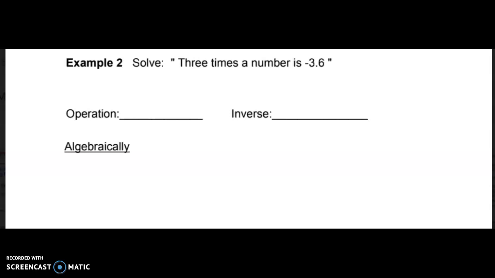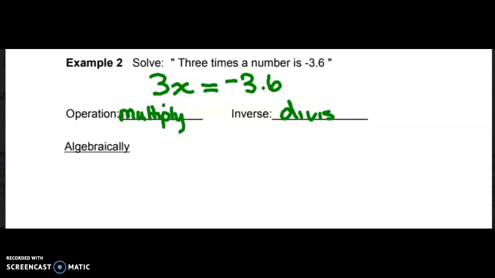First of all, for this example, we're going to write the equation that's represented by the statement 3 times a number is negative 3.6. So 3 times a number would be 3x. Is means equal, negative 3.6. So 3x equals negative 3.6. The operation is multiplying. So the inverse is division or dividing.